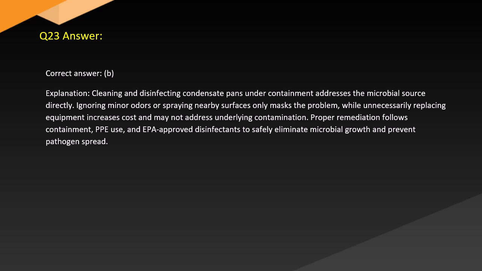Answer. Correct answer, B. Explanation. Cleaning and disinfecting condensate pans under containment addresses the microbial source directly. Ignoring minor odors or spraying nearby surfaces only masks the problem, while unnecessarily replacing equipment increases cost and may not address underlying contamination. Proper remediation follows containment, PPEs, and EPA-approved disinfectants to safely eliminate microbial growth and pathogen spread.